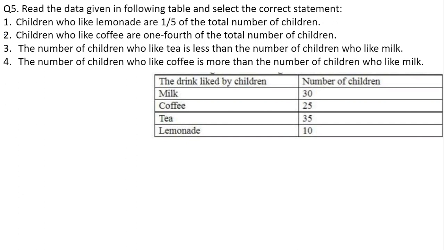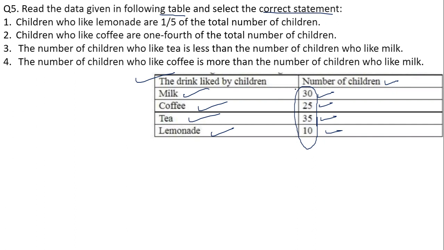This is the question that they have given here, that we have to read the data in the following table and select the correct statement. This is the data that they have mentioned in the table. Children who like lemonade are 1/5 of the total number of children. How many total number of children are there? Let us calculate that. Now look here. The drink the children are liking, and this is the number of children. It means there are 30 children who like milk, 25 who like coffee, 35 children like tea and 10 like lemonade. So how many total children are there? Take the summation of all this.